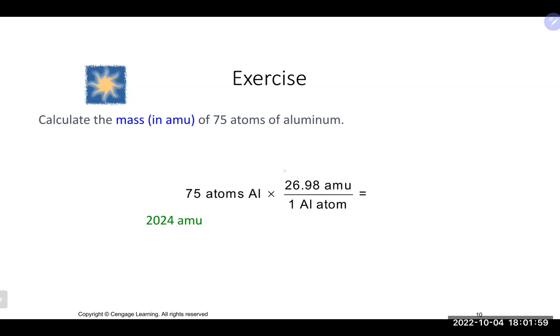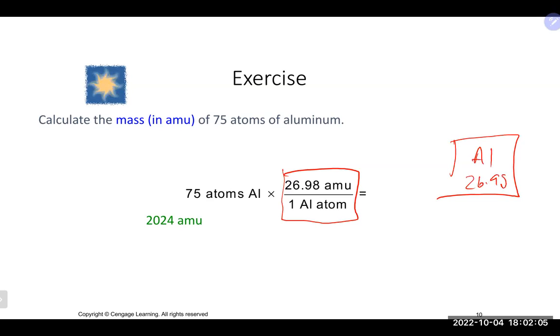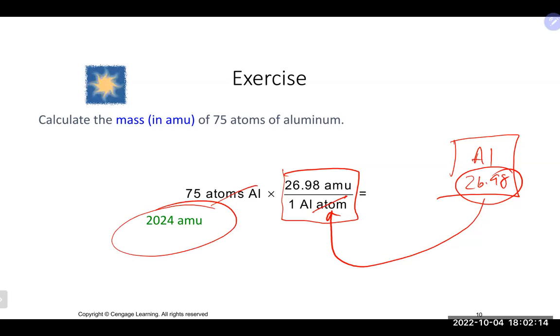Same thing here with aluminum. We look under aluminum on the periodic table. We'll say 2698, which once again is where that comes from. Once again, using it as a conversion factor, our atoms here will cancel, giving us the AMU of 75 atoms of aluminum.